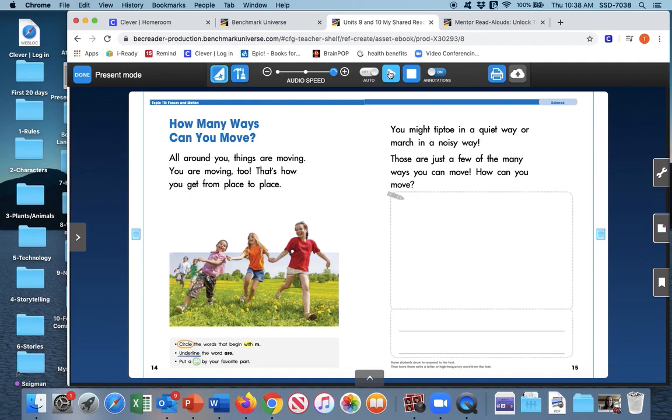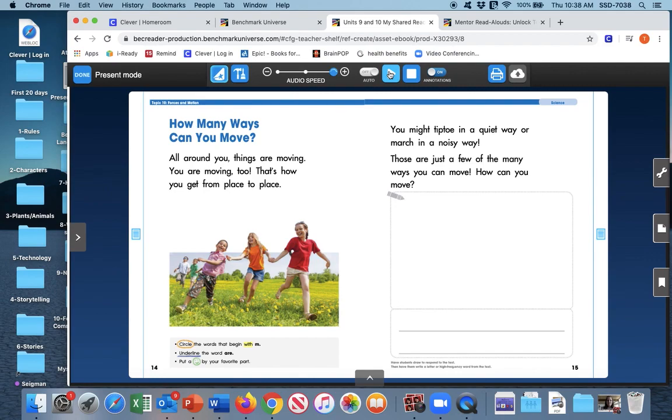The last question says, how do you make a bike move? So think about how you make a bike move. What is it you do with your feet to make a bike move? If you said to pedal with your feet, that would be correct. Think of the other things that you or your family use to help you to move. How do you get to school? Do you walk? Do you ride a bike? Do you ride in a bus? Or do you ride in your parents' car? Those are some ways that you get from one place to another.